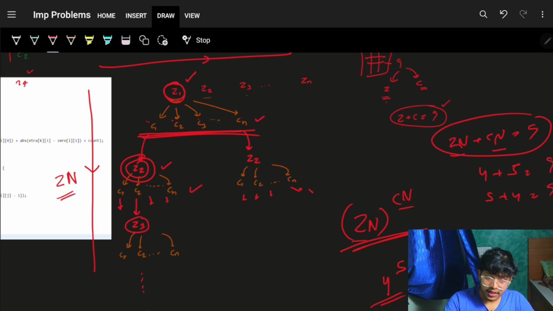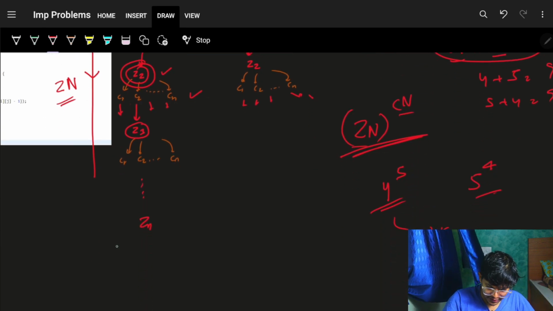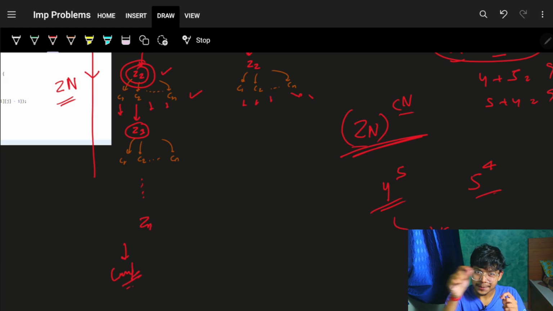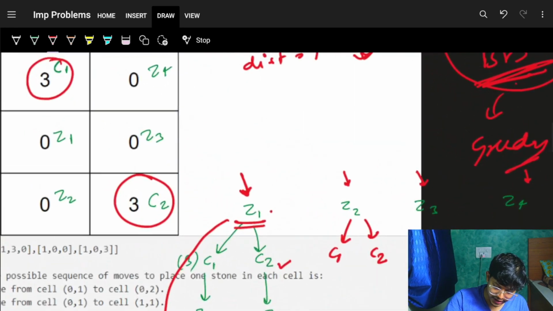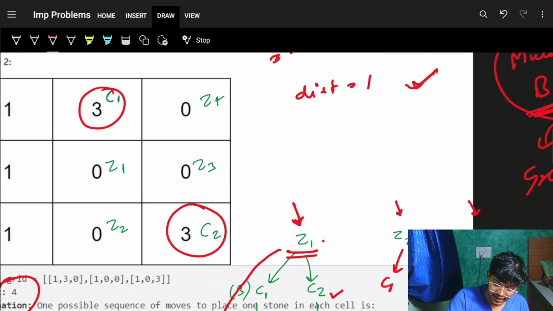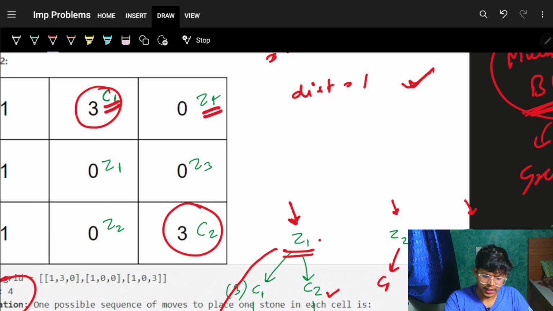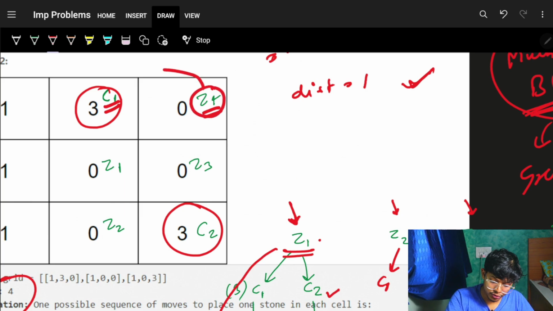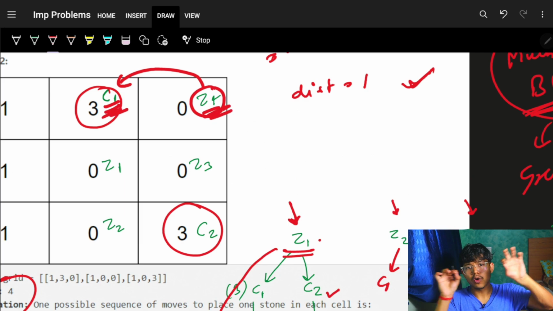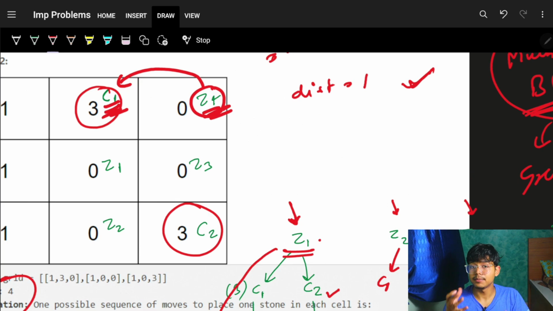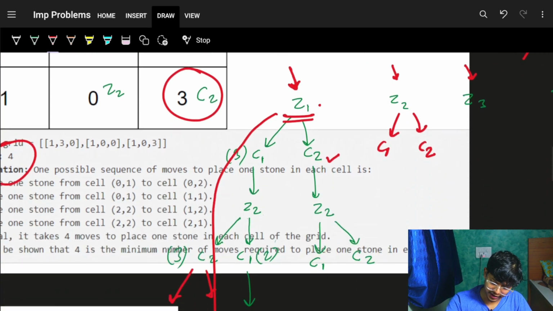So the recursion tree is being built, and I will keep on counting the number of steps required simply by getting the coordinates. If I have a C1, I have a Z4. If I'm saying, okay, for a cell Z4, I'm using a stone from C1, so I can just know what's the coordinate of C1, what's the coordinate of Z4, and with the coordinate difference, I can just find out the distance between them, which is the Euclidean distance.